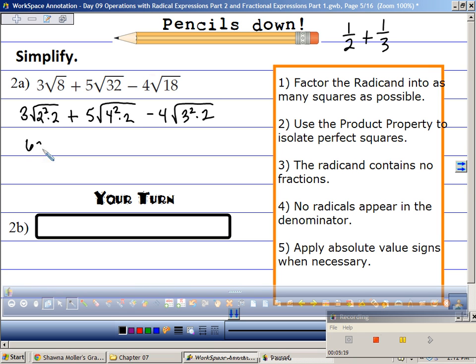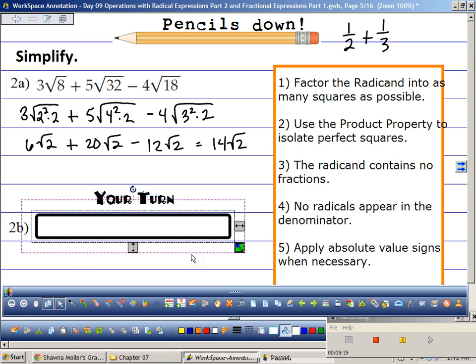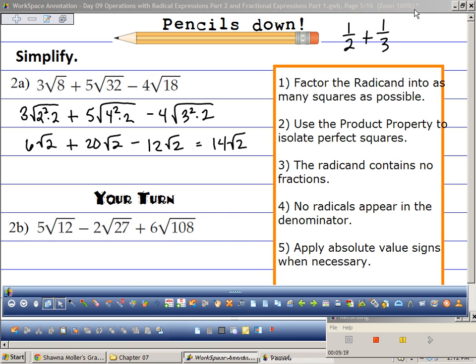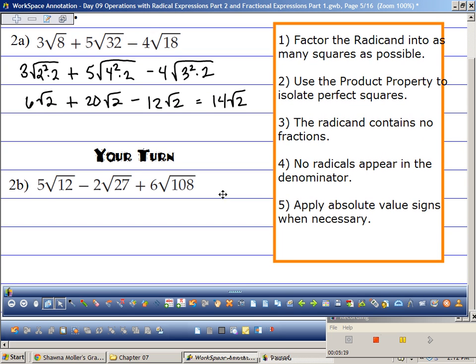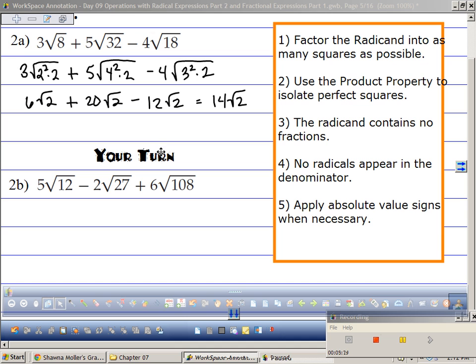So now I have 6 root 2 plus 20 root 2 minus 12 root 2. 20 minus 12 is 8. 8 plus 6 is 14. 14 root 2. Go ahead and write that down and then try this one. Questions so far? You like that one? Nice and simple?